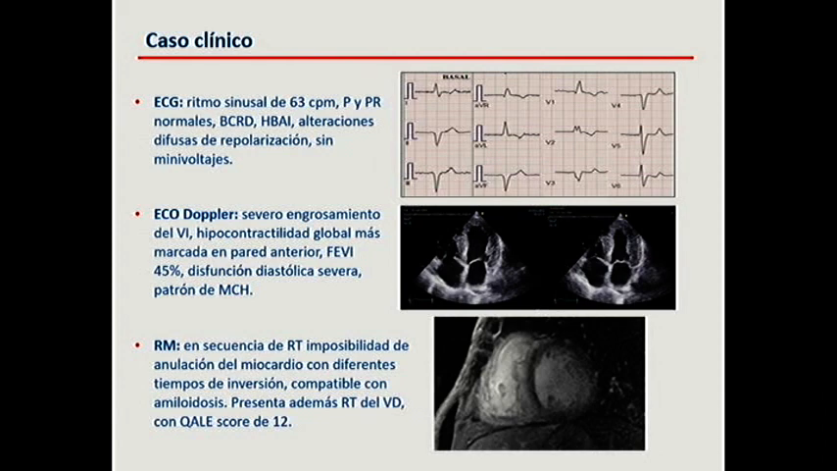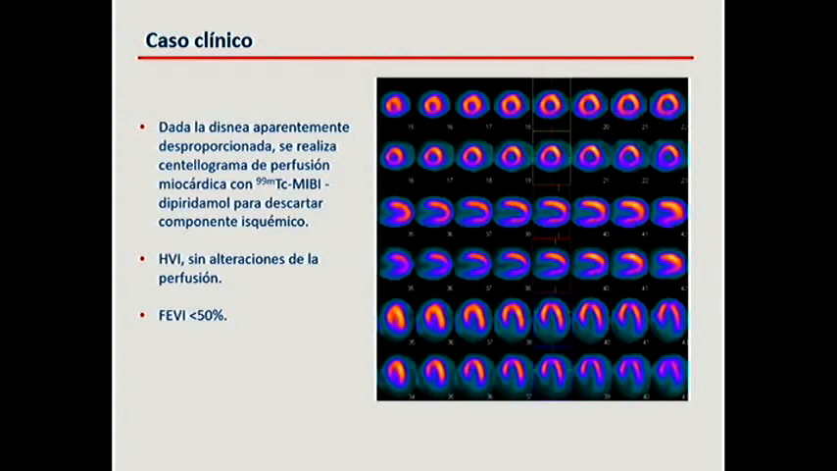We conducted a cardiac MRI, thinking of an infiltrative disease of the myocardium, and we had an inversion sequence with impossibility of nulling the myocardium at different inversion times, which was compatible with cardiac amyloidosis. We also had a score of 12, which is a quantitative result of MRI in relation to the enhancement of the ventricular wall.